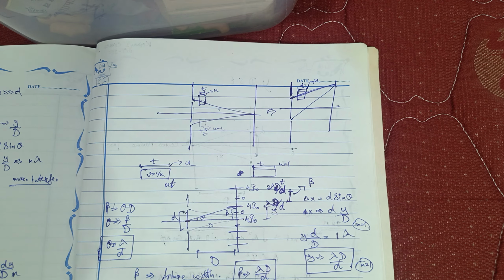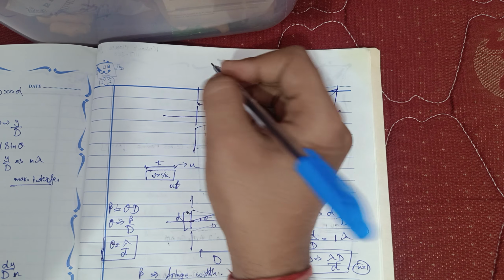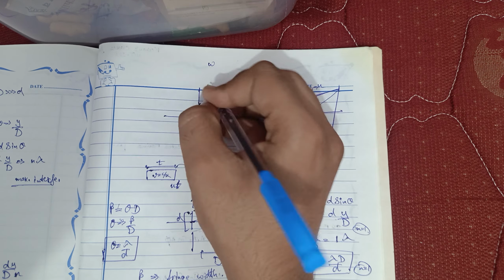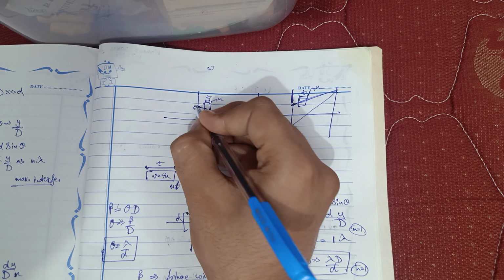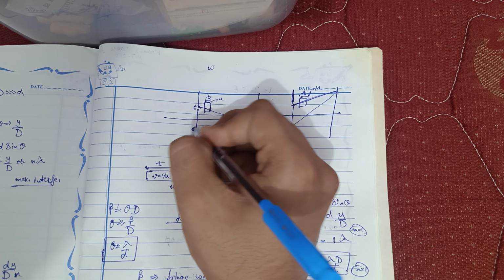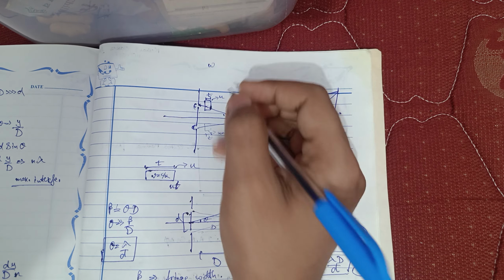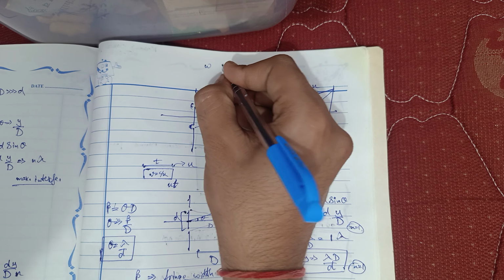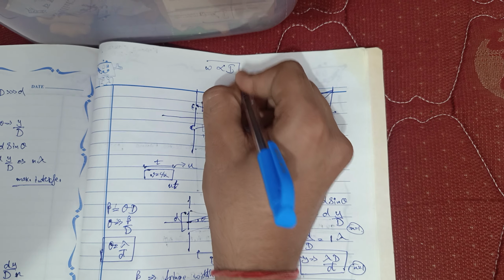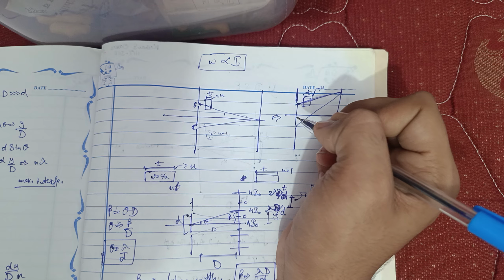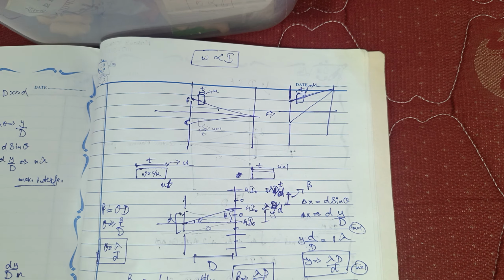One more thing, last thing I want to tell you, sometimes they might give you only the width. Width means this, the width of this thing. So sometimes they give you width. You must understand width is proportional to I. This is a very important thing. So this was all about YDSE.